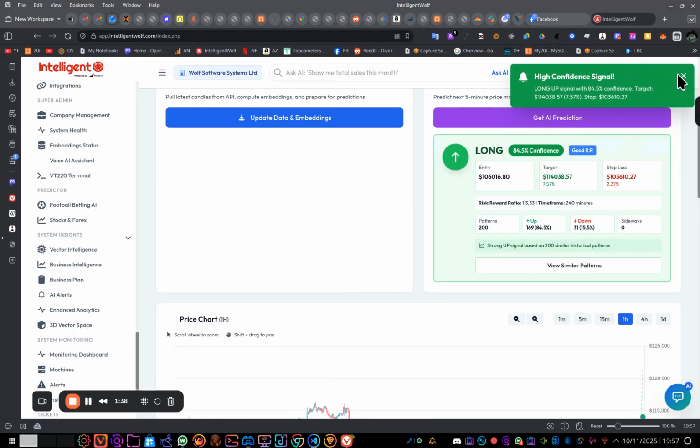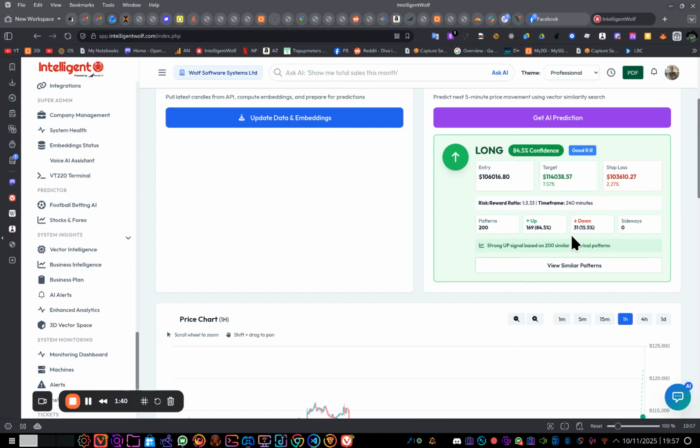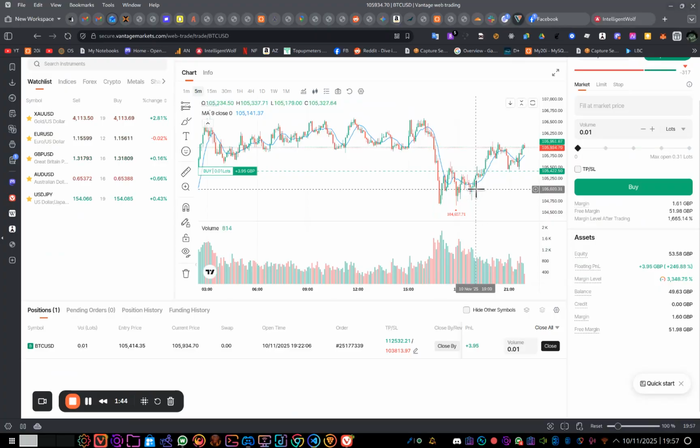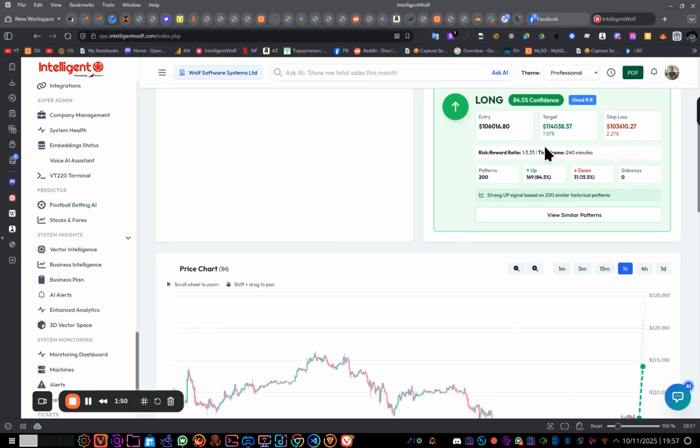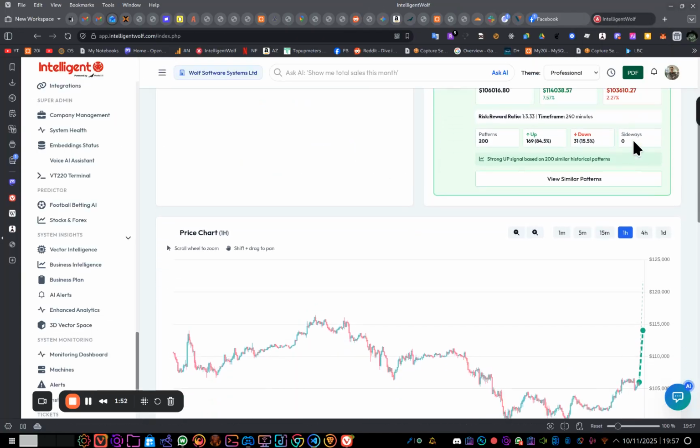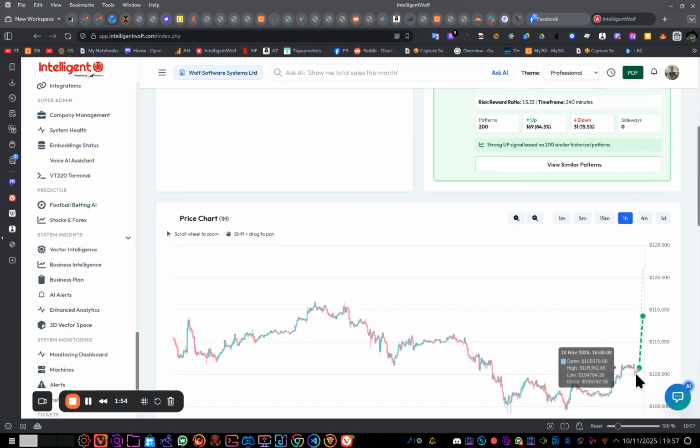So it's a high confidence long, 84% confident about it being a long, and back when we started it was still a long. Our target is quite a way up. It gives you the entry, target and stop loss based on existing patterns, so you see it's going for that sort of level, and that actually makes sense.